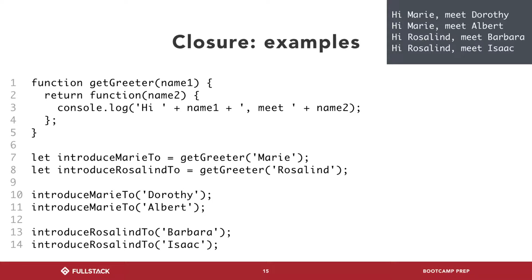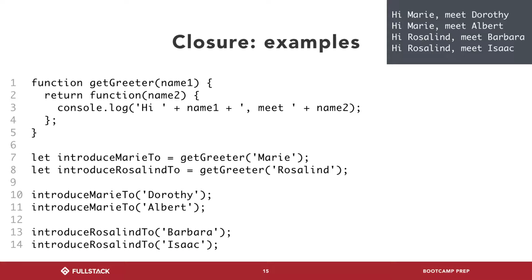So when I say introduce Rosalind to, and I say Barbara and Isaac, it remembers that, hey, I'm looking for name 1, and in my scope, in my worldview, name 1 is Rosalind. That's why it remembers to say, hi Rosalind, meet Barbara, and then hi Rosalind, meet Isaac, right? So here, we're able to leverage one function and get back 2 distinct functions that are basically the same, except the only thing that's different is that in their worldview, they have a different memory of what name 1 is.